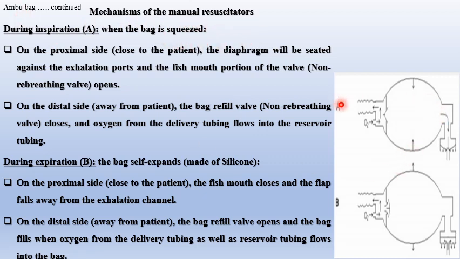During inspiration, when the bag is squeezed, on the proximal side, close to the patient, the diaphragm here will be seated against the exhalation port. This is the exhalation port, interrupted line here, and this is the diaphragm. During squeezing of the bag, this diaphragm will be seated against the exhalation port, and the fish mouth portion of the valve, which is a non-rebreathing valve, opens. So by this way, the valve opens and the ports here close, so I can ventilate the patient.